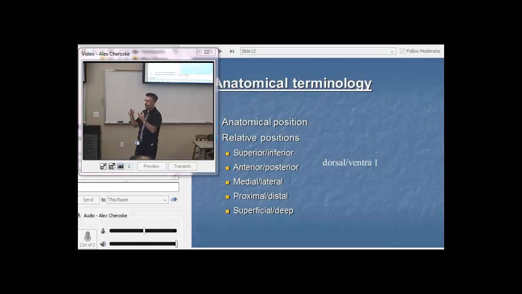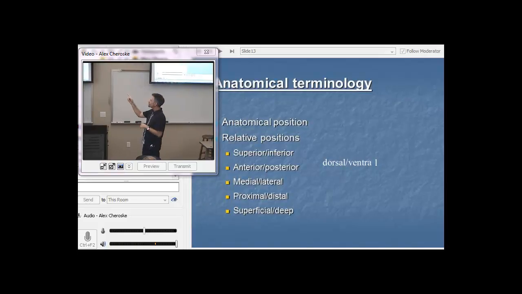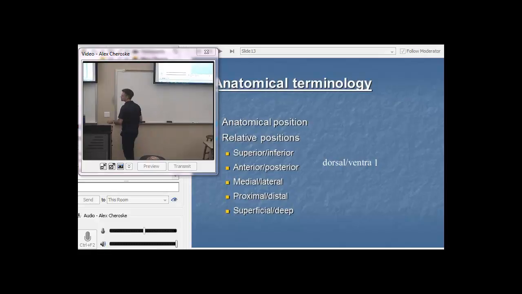If you like dorsal and ventral, because those are smaller words, that's fine. You can use those. But just know if somebody writes posterior, you have to convert it in your mind, and you know that they're talking about the back. Okay? Okay, what else do we have?